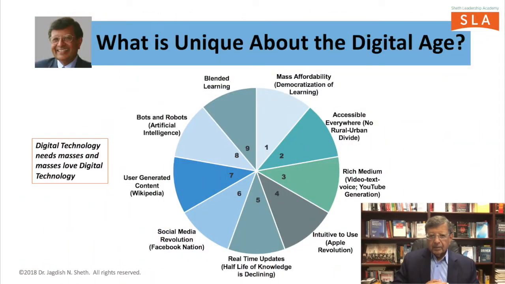So let's talk about what is unique about the digital age. Here are about 9 different ideas that I have, which are put together into a pie chart. The first major paradigm shift is that learning will be much more affordable. Digital technology is very affordable technology. Today, even an ordinary citizen can afford a cell phone or a smartphone for that matter.